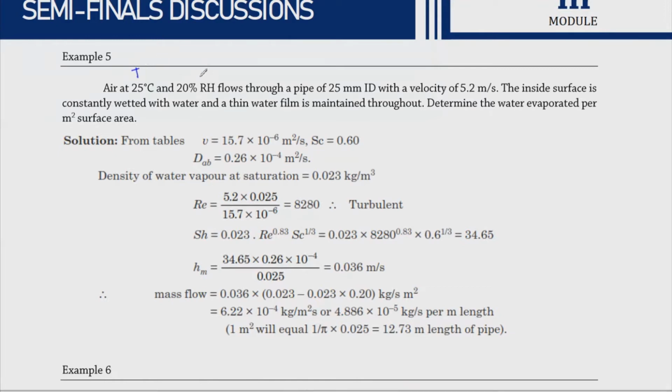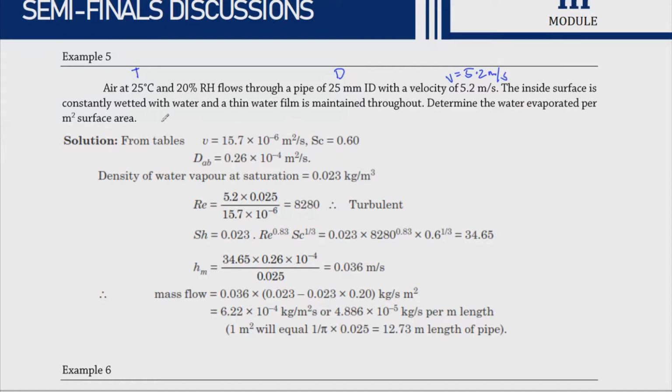And then we have 20% relative humidity. It flows through a pipe of 25 mm inner diameter, so this is our D. And then the velocity is 5.2 meters per second. Now the inside surface is constantly wetted with water, and a thin water film is maintained throughout. Determine the water evaporated per meter squared surface area.